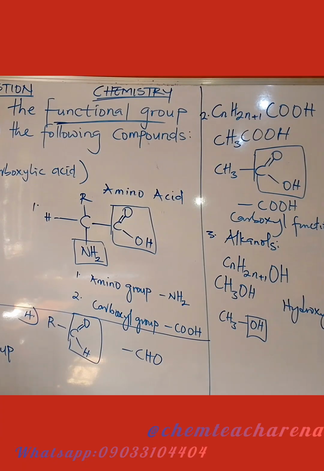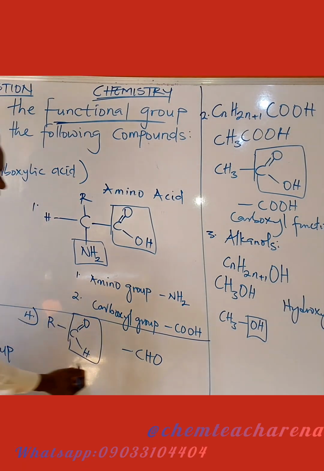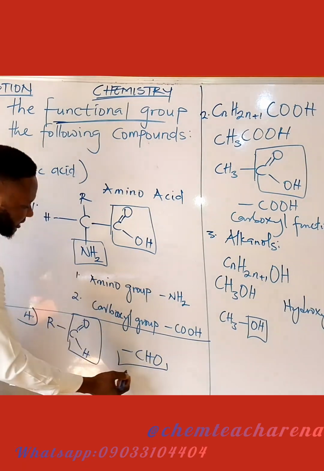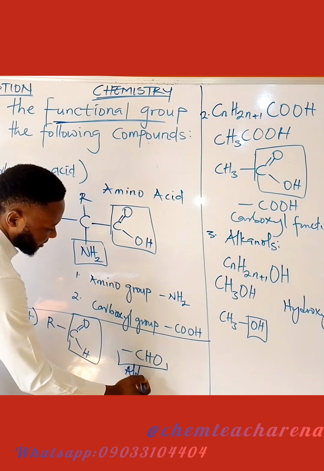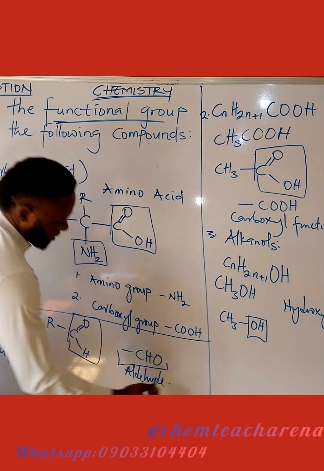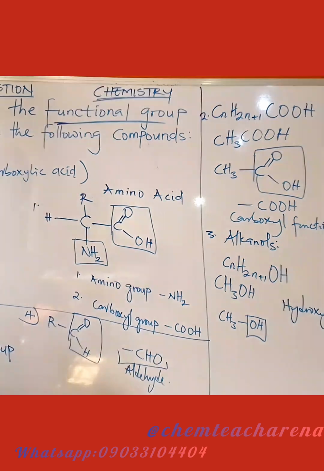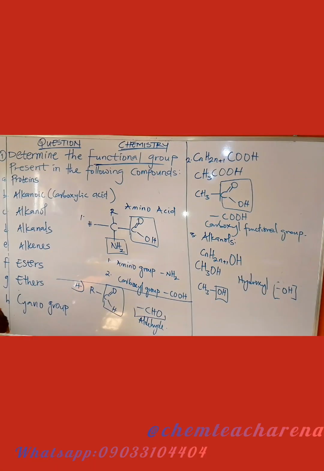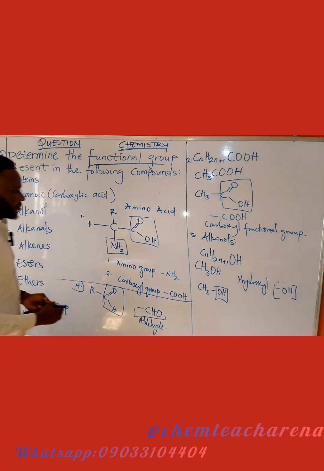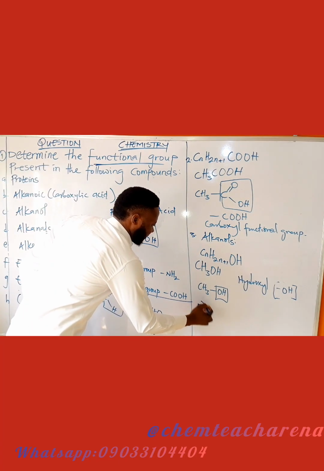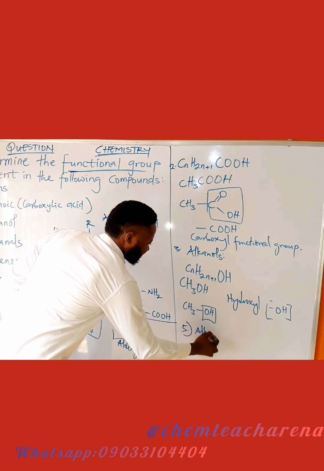So what do we call this functional group? This is the aldehyde. It's an aldehyde group. So this is the functional group present in alkanal. Then number 5, we have alkene. Number 5, we have the alkenes.